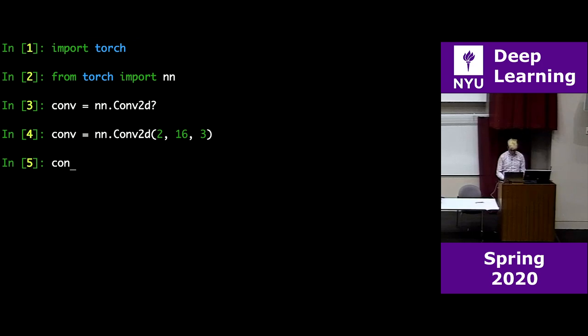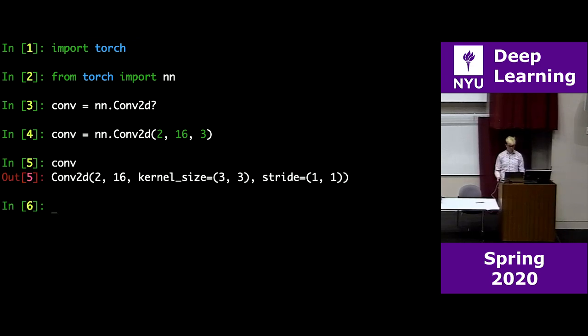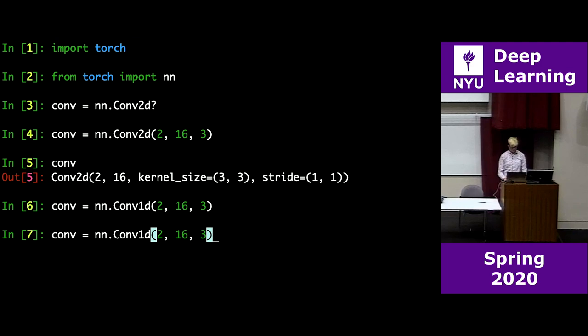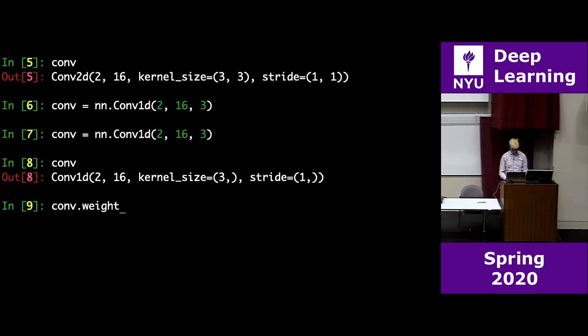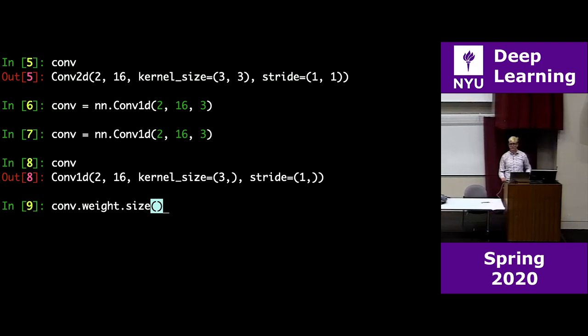So if I print this one, conv, you're going to see we have a 1D convolution. My bad. So we have a 1D convolution, which is going from two channels, so stereophonic, to 16 channels, meaning I use 16 kernels. The kernel size is 3, and then the stride is also 1. Okay, so in this case, I'm going to be checking what my convolutional weights are. What is the size of the weights? How many planes do we have for the weights? 16, right? So we have 16 weights.